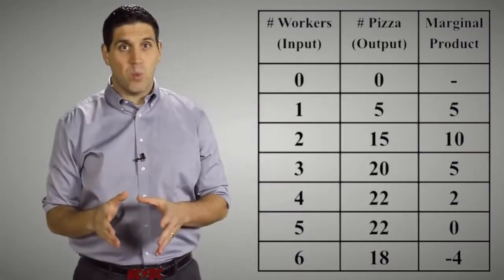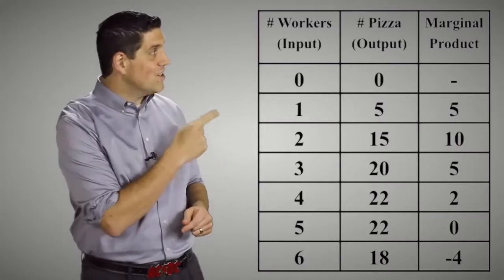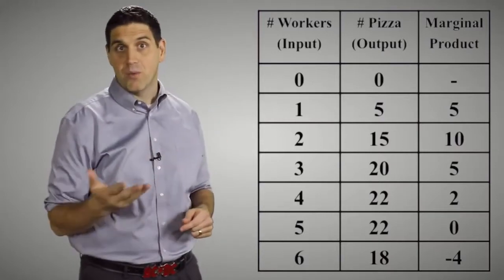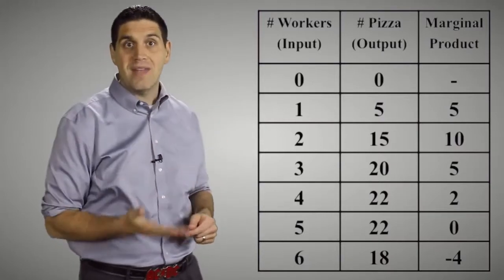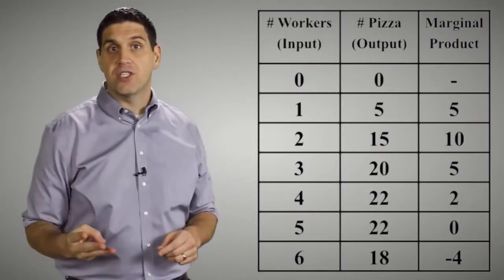Now it's not the 6th worker, it's the 3rd worker. Notice the marginal product has been falling ever since the 3rd worker. That's diminishing returns. It's not when it actually goes negative. That's negative returns, a completely different concept. Actually, there's 3 stages of returns.